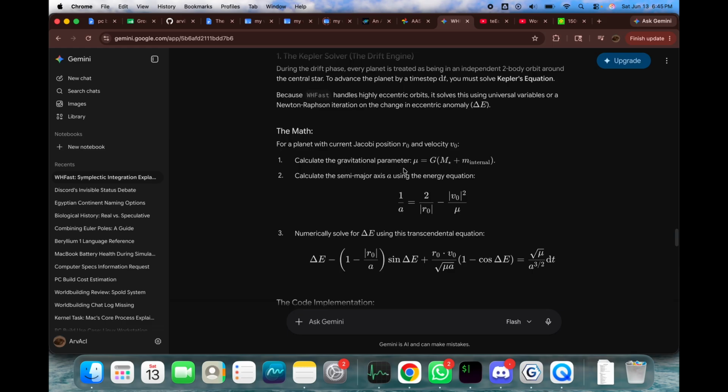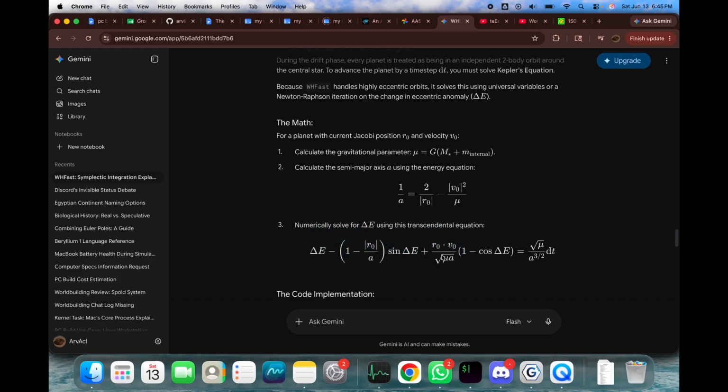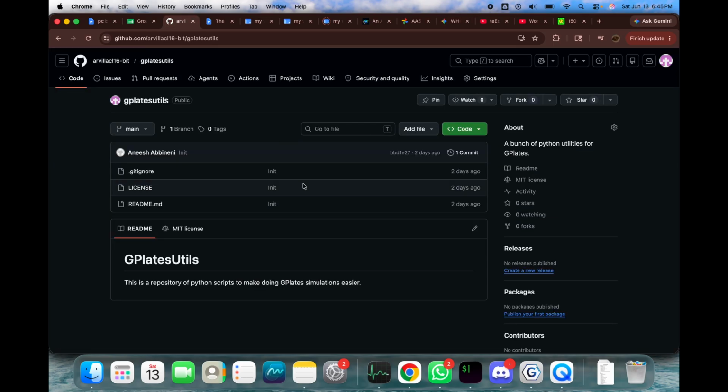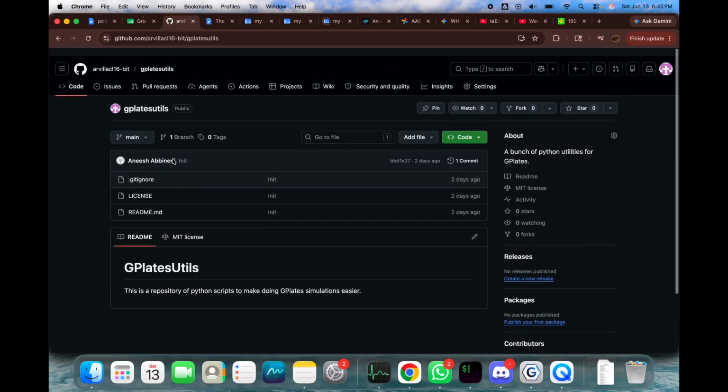Now we're going to calculate the semi-major axis A using the energy equation. This guy. And numerically solve. Okay, you know what? For this stuff I have not resorted to using AI, resorting to looking at the implementation. But here I'm going to do that. Yes. Okay.